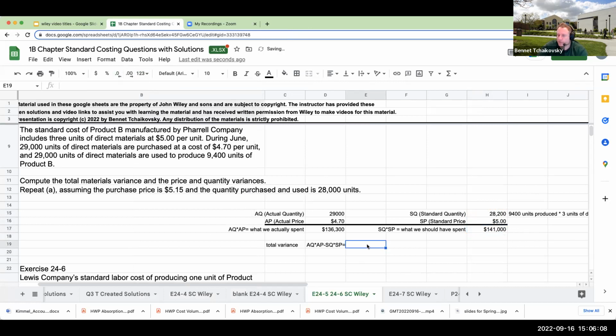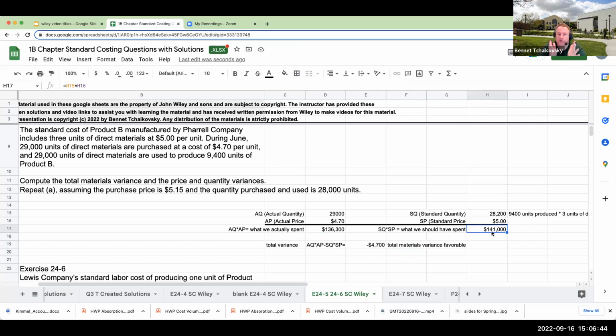And if I look at my total variance, it's going to be 136,300 minus 141,000. So my total overall direct materials variance, or total materials variance, is going to be favorable. Why is it favorable? I only spent 136.3. I should have spent 141,000.